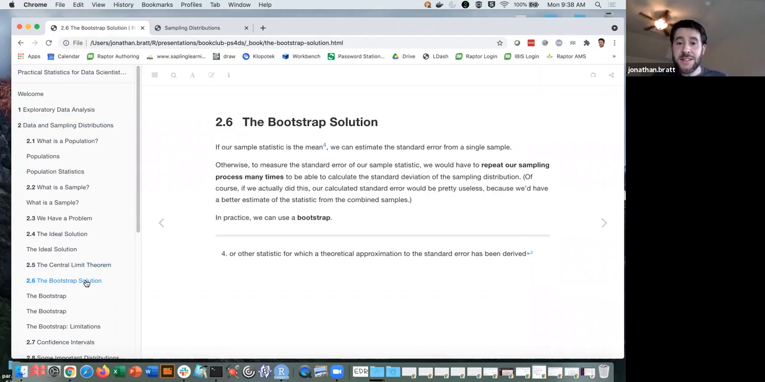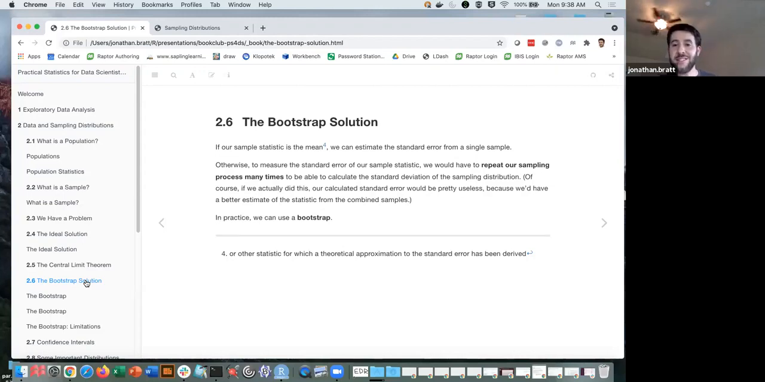So yeah, if our sample statistic is the mean, as we were just saying, we can estimate the standard error from a single sample. And if we want to do the theoretical legwork, there are theoretical bases for estimating the standard error of other statistics besides the mean from a single sample. But in general, if I want to calculate some arbitrary statistic for my population, and all I have is a single sample, so far it seems like I can't do it. I have to repeat that sample many times to get that sampling distribution.